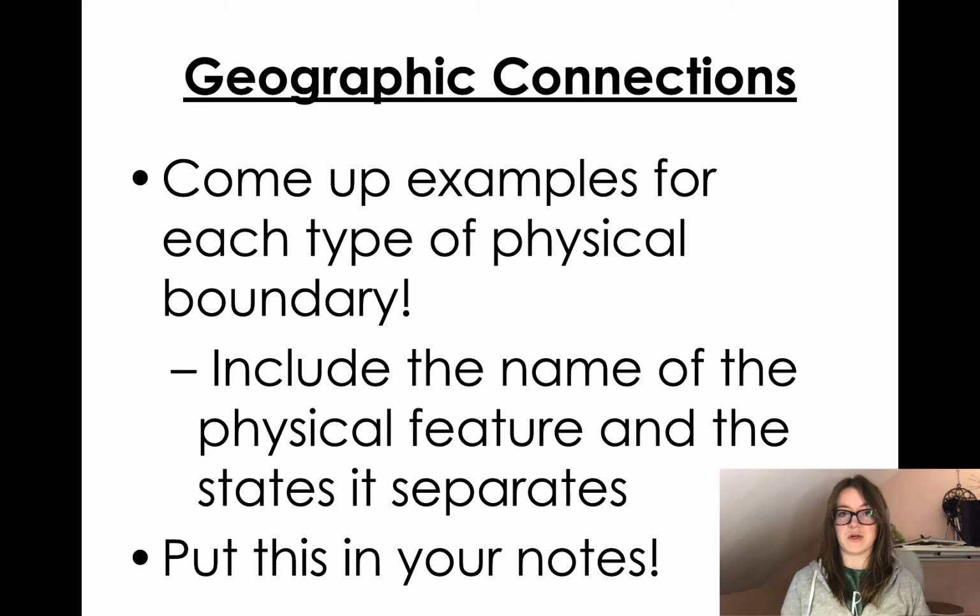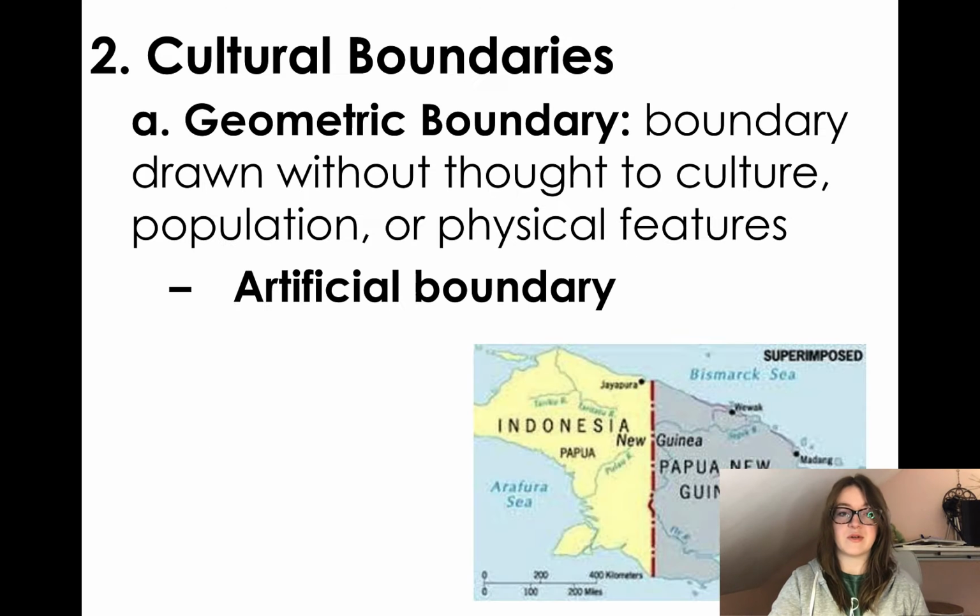So I want you in your notebook to come up with examples for each type of physical boundary. And when I say this, I want specifics. Don't tell me water, tell me a body of water. Don't tell me mountains, tell me a mountain range. Come up with that, where we're actually using these especially as a physical boundary, where we see the edge of a state or a region with that boundary. So include the name of the physical features and the states that they separate. So one for each. Come up with the name and who does it separate. Put this in your notes. This is important. I want you to know these things.